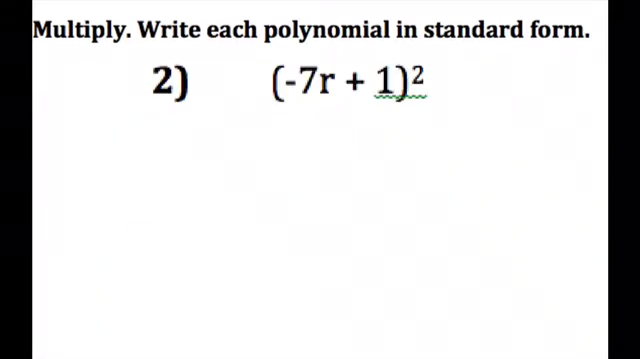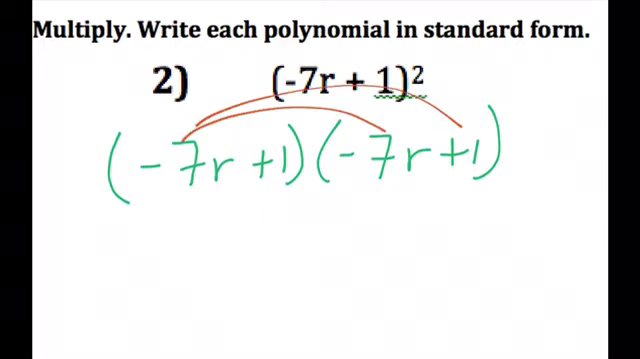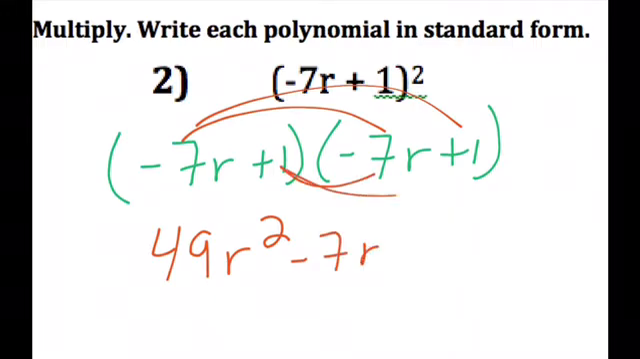Okay, for number 2, the first thing we need to do is write it out twice. So we have a negative 7r plus 1 times negative 7r plus 1. We're going to distribute the negative 7r first. We get a negative 7 times a negative 7, which is a positive 49. R times r is r squared. Negative 7r times 1 is negative 7r. Then we're going to distribute the 1 through, so we get another negative 7r plus 1.